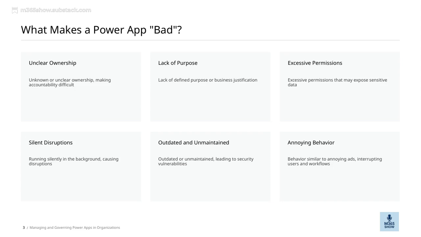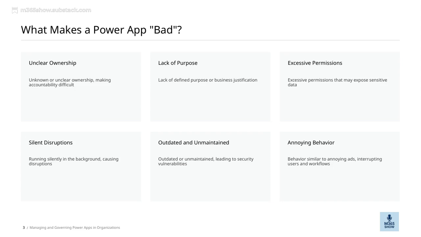Another concern is silent disruptions. Some apps run quietly in the background without users realizing it, but they can still cause system slowdowns or conflicts, disrupting overall operations. Excessive permissions are also a major issue. Apps requesting more access than necessary might expose sensitive information or lead to data breaches. Proper permission management is key to maintaining security.